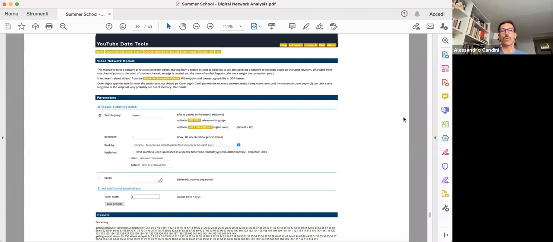And of course, the more you go into the crawl depth, the more data you can get, and the more likely your computer will crash. So do it at your own risk. Generally, even at crawl depth 1, you tend to get a good amount of data. Depending on your research, maybe you need more depth, but in that case, you have to be sure that your computer is able to sustain this search and you have a lot of time.